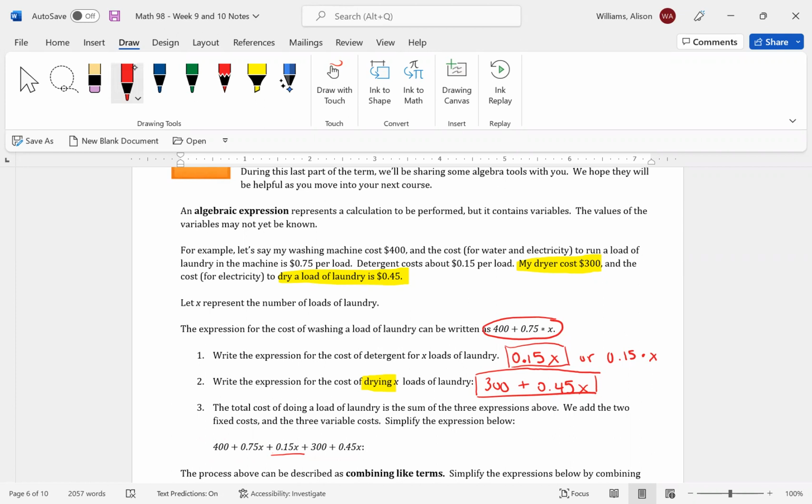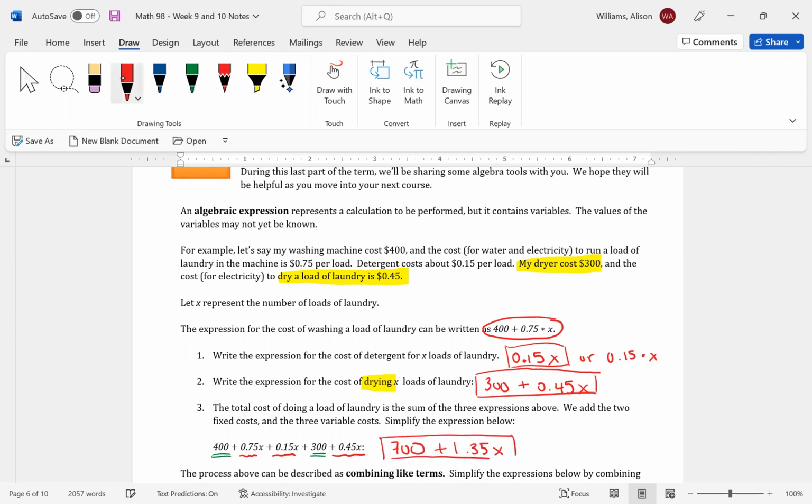All right. So they're saying we could simplify this expression if we add the two numbers together. That's the cost of the washer and the dryer. So adding those two together, we'll get $700. And then we can add up all of these costs that are based on the per load. So we have 75 cents and 15 cents and 45 cents. If we add those together, 0.75 plus 0.15 plus 0.45, which I'm putting in my calculator, I get $1.35 per load, so times X.